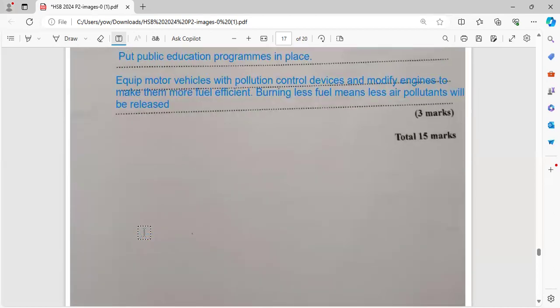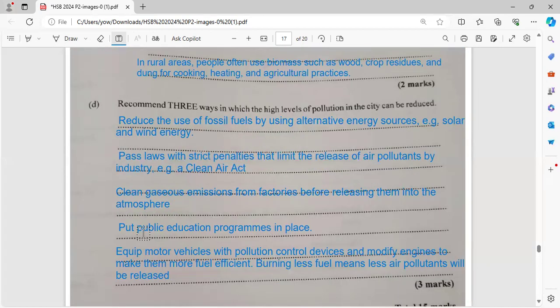All right. So if you had any one of these 3, you will be fine, guys. And you can also think of anything else that could reduce pollution. Once you can justify it, it's fine.